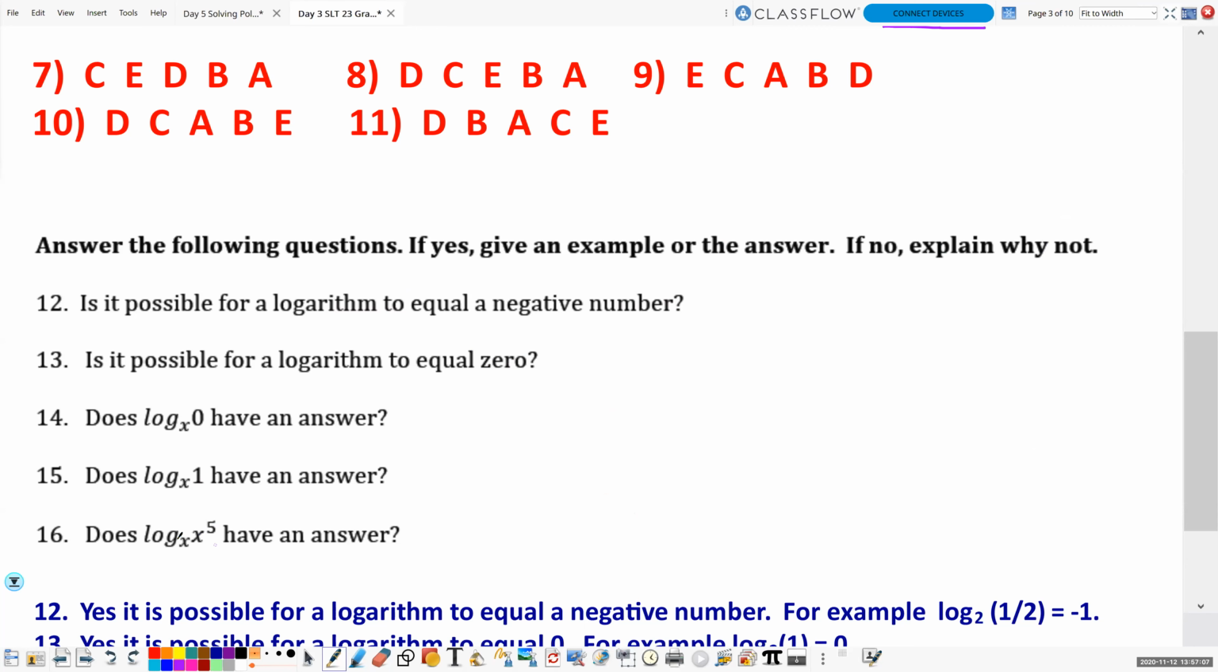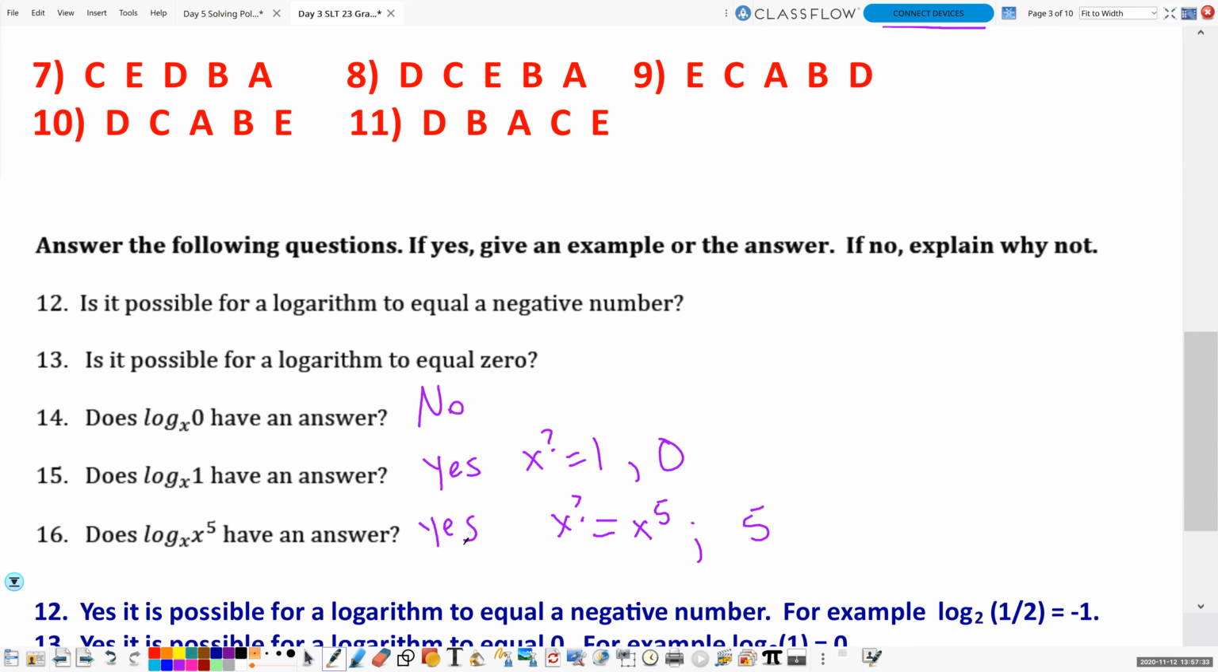Number 16, does it have an answer? Yes, it does. X raised to what power gives me x to the 5th? 5. Does log base x of 1 have an answer? Yes. X raised to what power equals 1? 0. This is the only no.